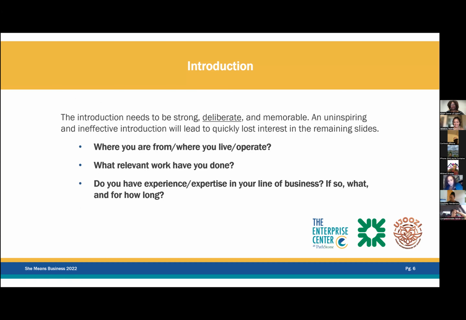Introduction. We've been practicing this. You've all been doing this. You have a format for it. You want to make sure it is strong, deliberate and memorable. This is your first impression. Make sure it counts. I really can't emphasize enough, this is your business. Nobody knows it better than you do, not one person. So make sure when you're giving that introduction, you're making it clear you know what you're talking about.